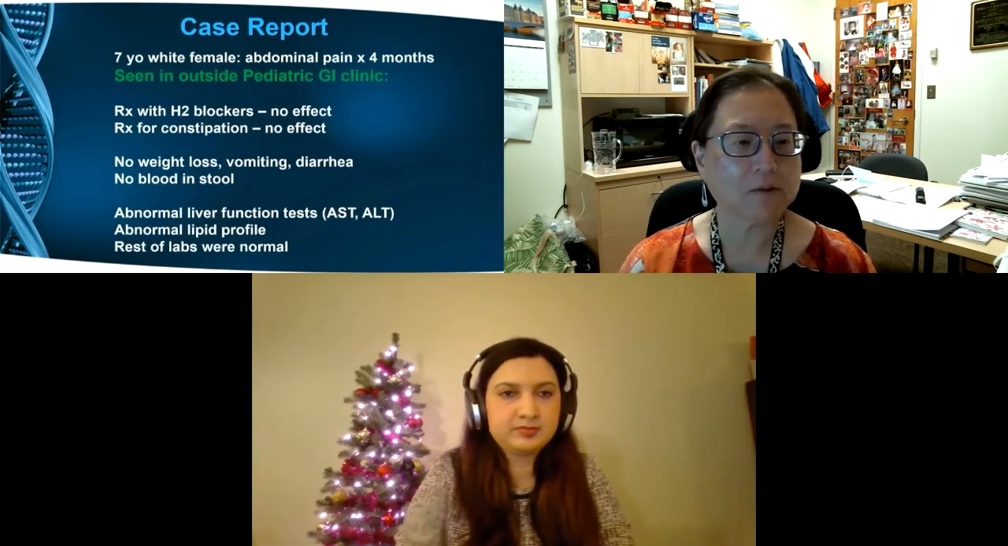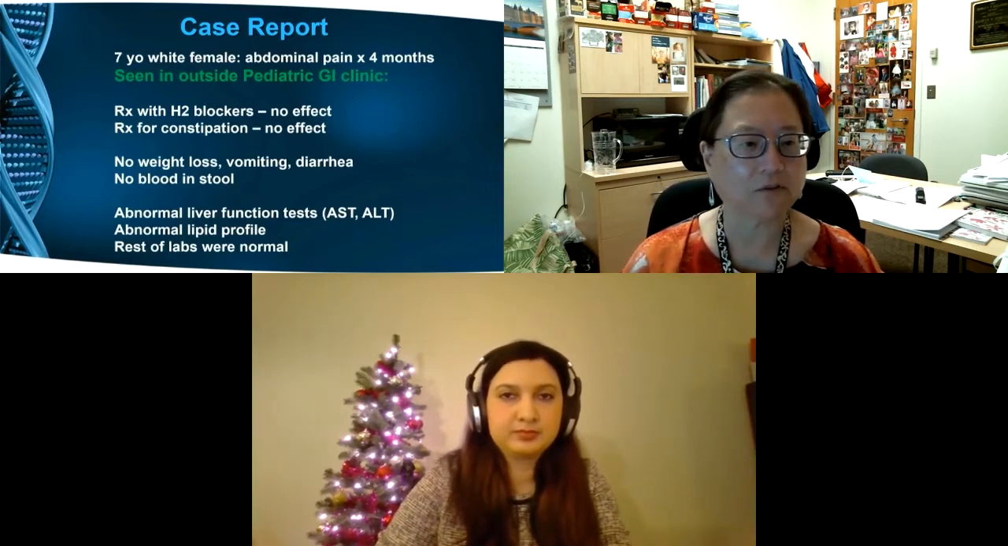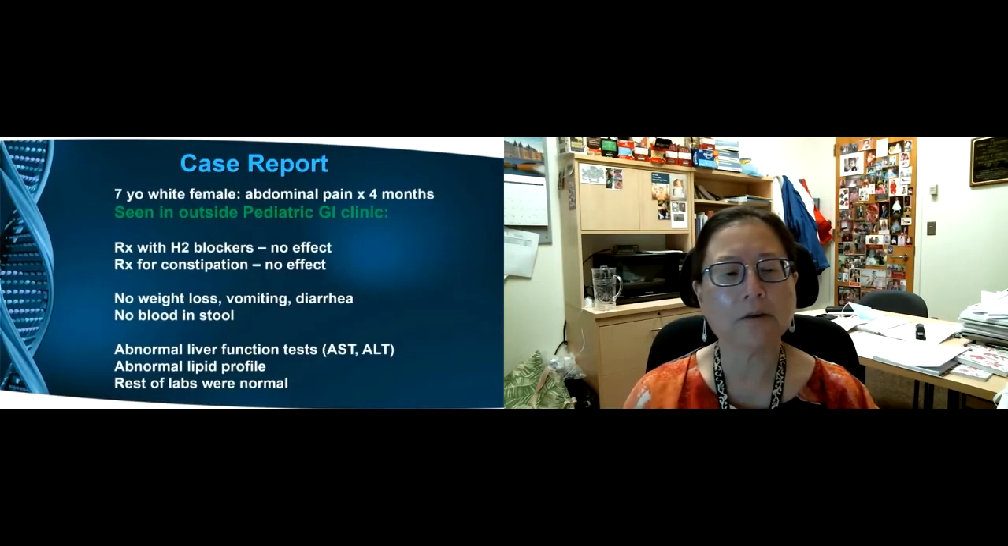So at the time she was first seen, she was a 7-year-old white female who had been complaining of abdominal pain for 4 months. She was seen in another pediatric gastroenterology clinic and was treated with H2 blockers like Pepcid, which didn't help. She was also treated for constipation, again with no effect. At that time, it was noted that she had no weight loss, vomiting, or diarrhea. There was no blood in her stool.